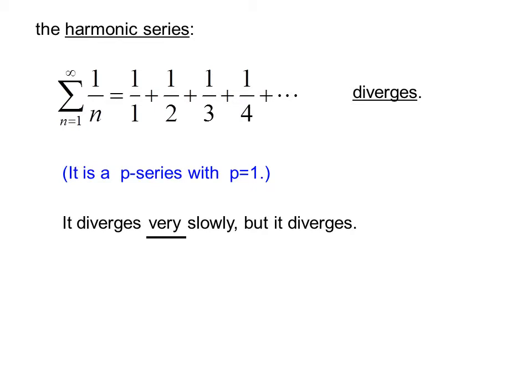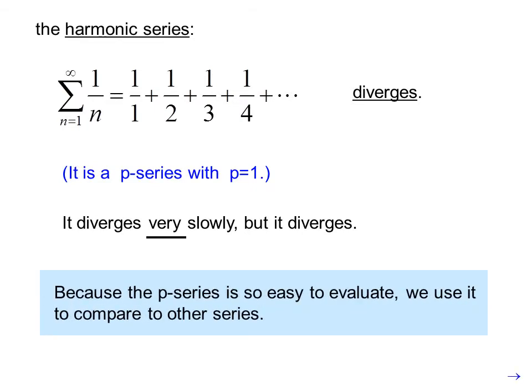It diverges very slowly, but it diverges. Because the p-series are so easy to evaluate, we use it to compare to other series.